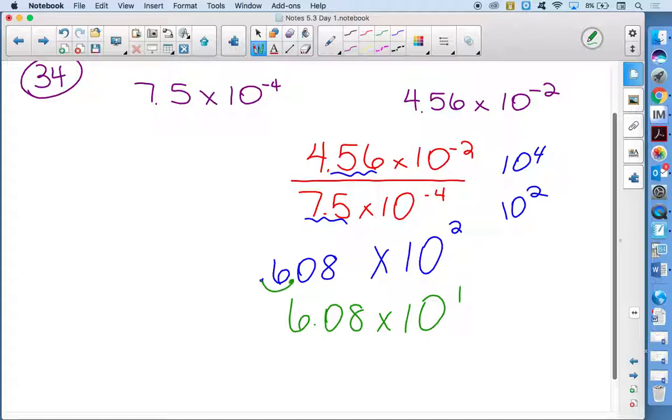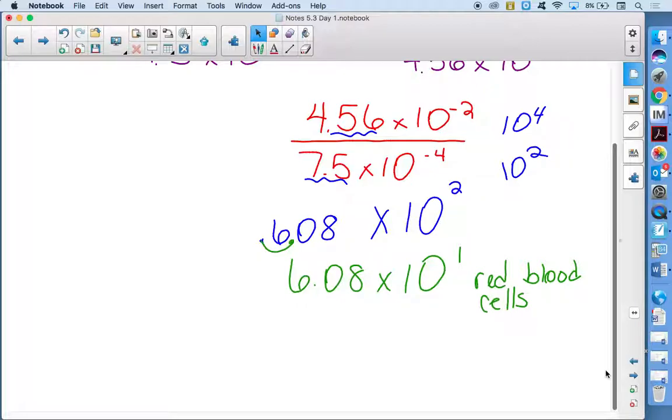And how many red blood cells? So this is the number of red blood cells. So really, this number would make more sense if we just wrote out the number without using scientific notation. But the goal was to get you to use that scientific notation process. So about 61 red blood cells would fit across the artery.